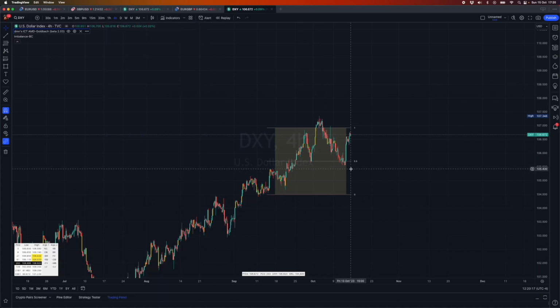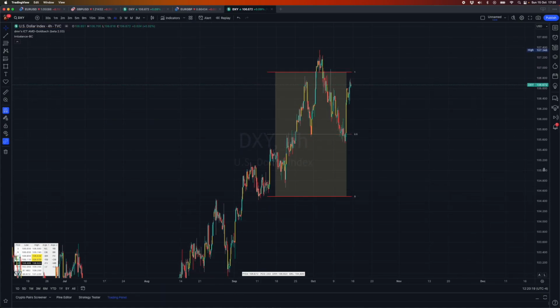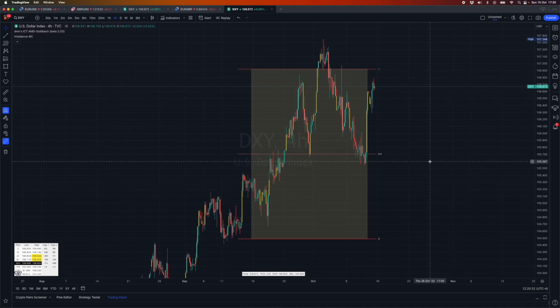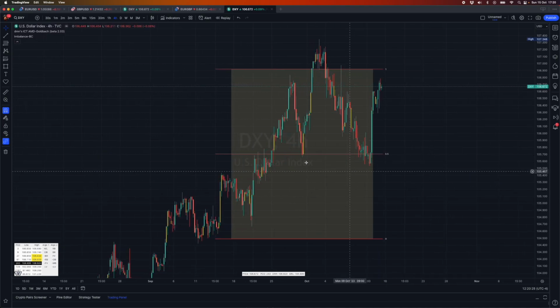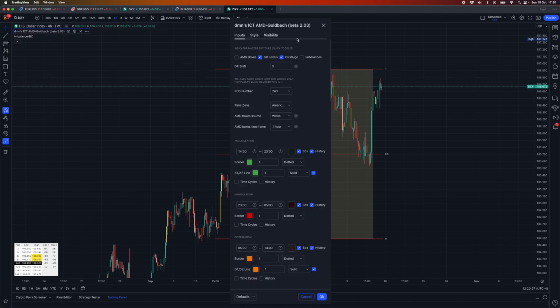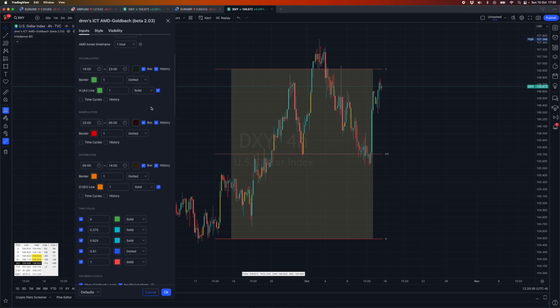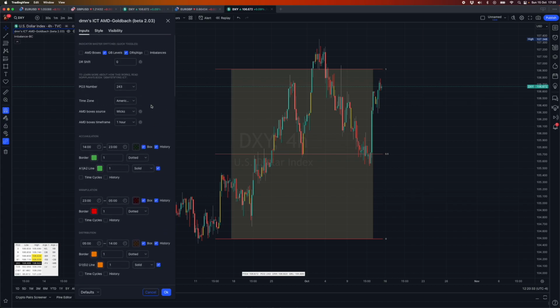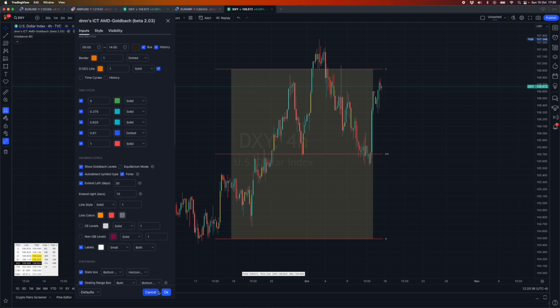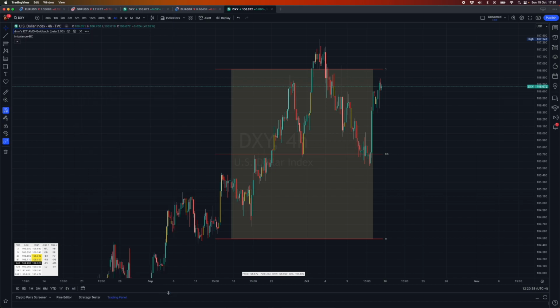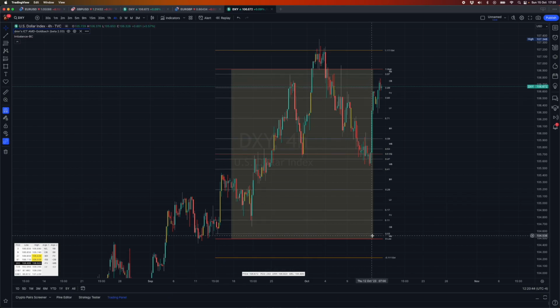However, within a dealing range, Goldbach defines where the ICT premium discount arrays should form. So if I enable these levels, these partitions, they tell you where the premium discount arrays will form. So the rejection block should form here, the order block should form here, and so on.